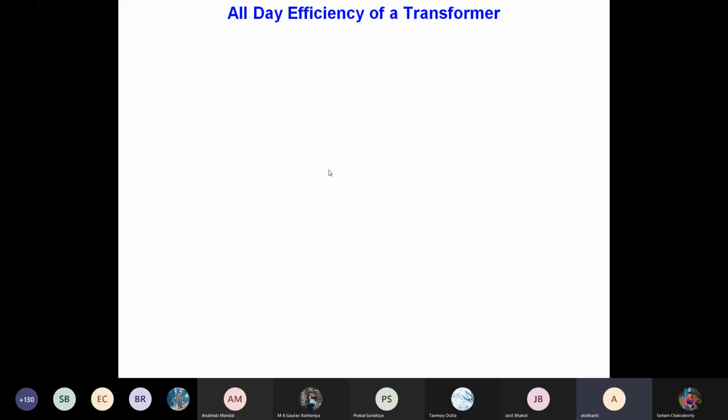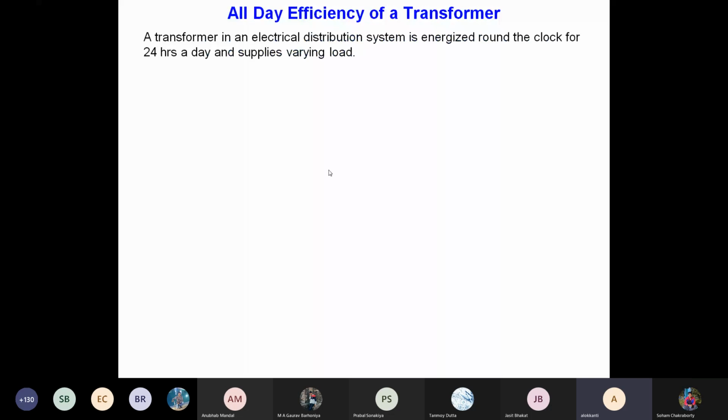A transformer in an electrical distribution system is energized round the clock, 24 hours a day, and supplies varying load. If you just think about the load you are consuming in your home, in your hostel, or anywhere, when you come to IIT, you will see that in your hostels the load consumption is different. In the morning till you leave the hostel, it is one type of load. All the rooms are consuming power. There is power consumption in your dining hall, corridors, everywhere. Then as you leave the hall, in one hall, suppose 500 students are going to the institute.